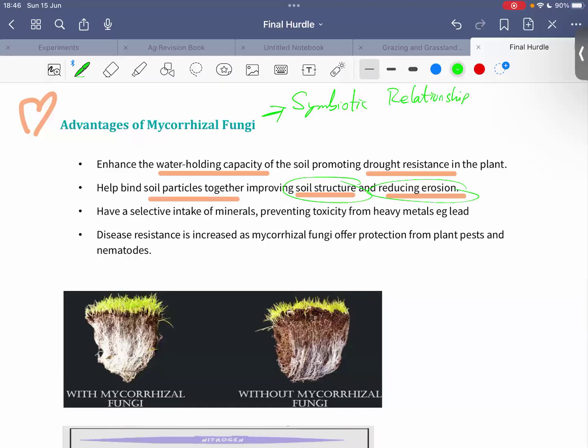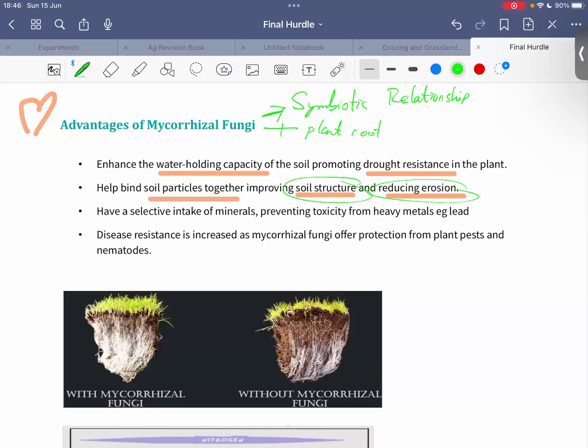A symbiotic relationship, okay? We're 2 things. So what is it? It's the symbiotic relationship between the mycorrhizal fungi and the plant root, okay? So it's basically like an extension of the root, okay? The roots grow down, the mycorrhizal fungi attaches onto it. It enhances its water holding capacity. It can take up more water, therefore reducing drought. It binds the soil together, improves our soil structure.